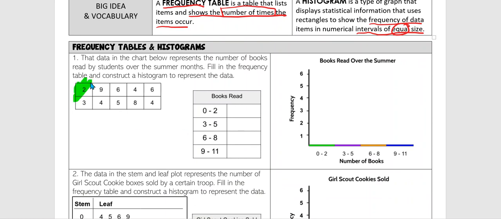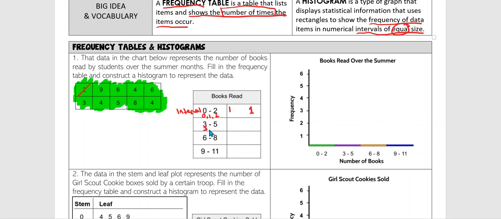So first we have this data here, and this data represents the number of books that students have read over the summer months. So first I want to fill in the frequency table, and then we'll use that to construct a histogram. So this is my first interval here, and this is from 0 to 2. So that would be 0, 1, or 2. So I'm going to look and see how many of those values I see in my data. So first one I have is a 2, so I'm going to just mark that off so I know I have it and put a tally. Then I keep looking, 9, 6, 4, 6, none of those are in there. And then 3, 4, 5, 8, and 4. So we're just going to have a 1 here for the frequency of 0 to 2.